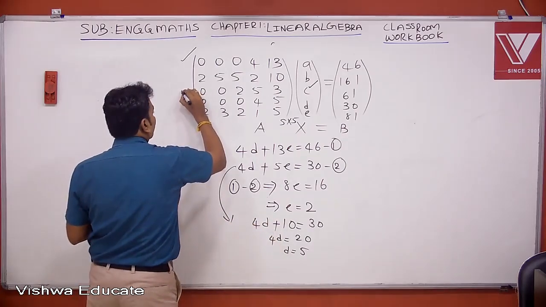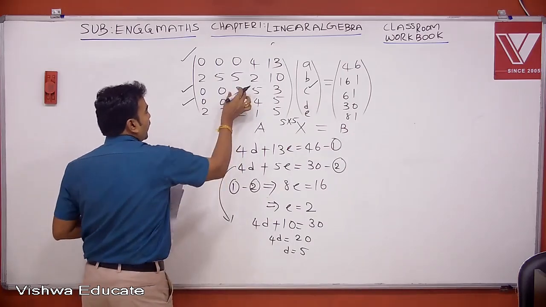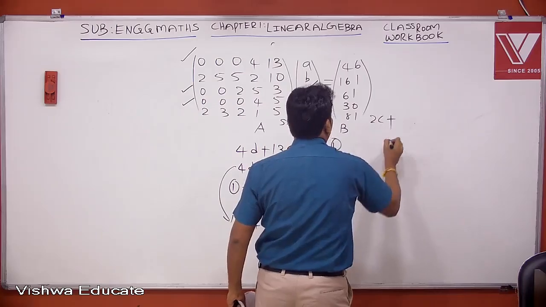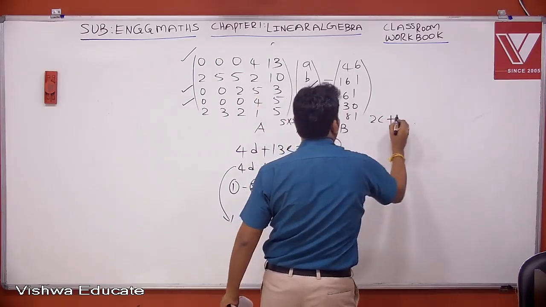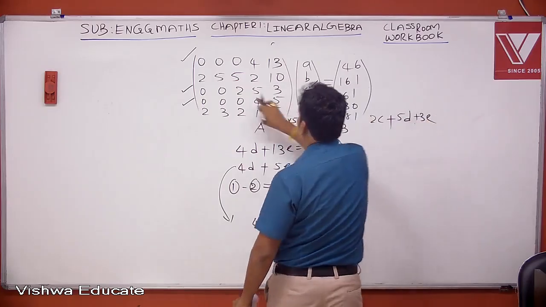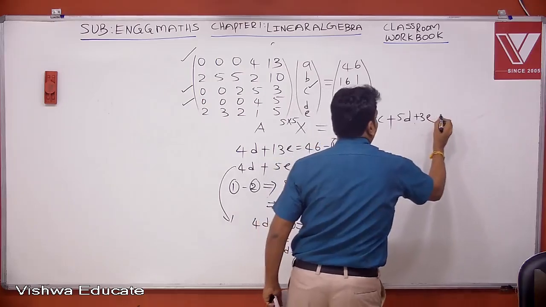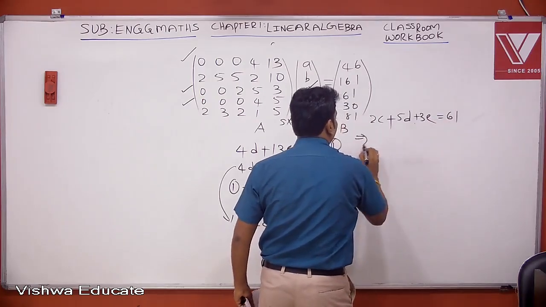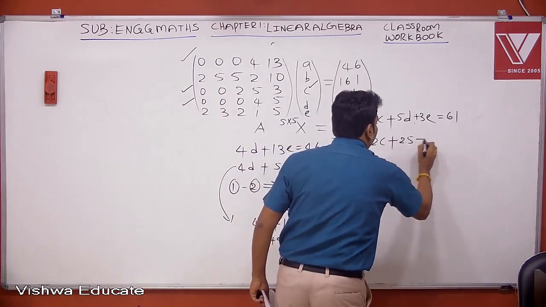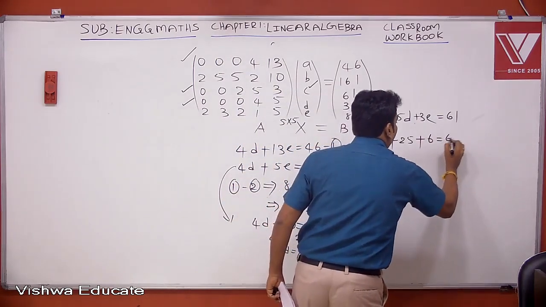Now let us expand the third row because we want the C value. This is related to C. So when you expand the third row, my equation will be like this: 2C plus 5D plus 3E equal to 61. So this implies 2C plus, D value is 5, so 5D is 25. E value is 2, so 3E is 6, equal to 61.